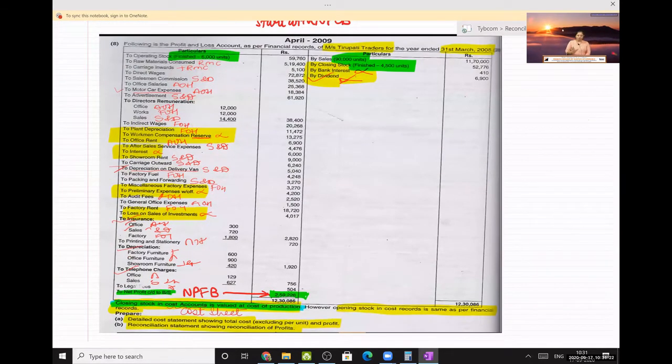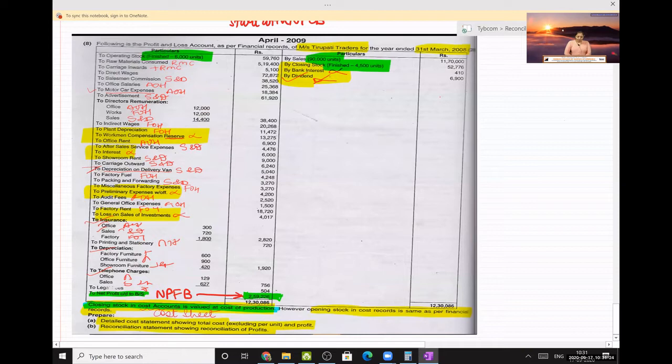Yeah, this is the full question. Okay, the full question is this: a detailed P&L account is given. It's a very detailed P&L account.